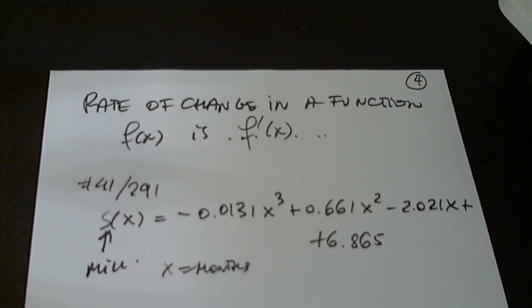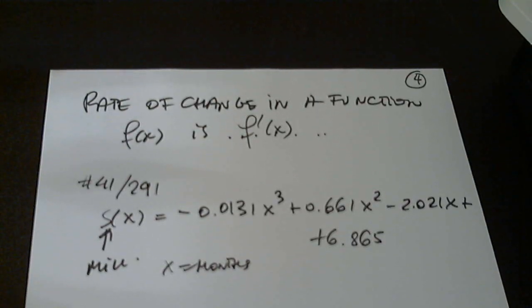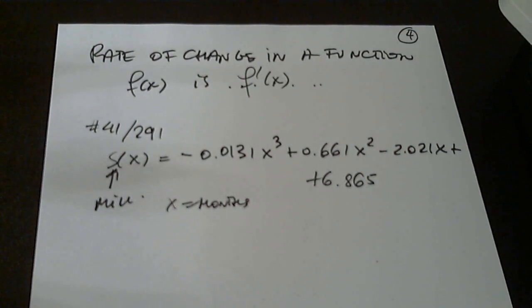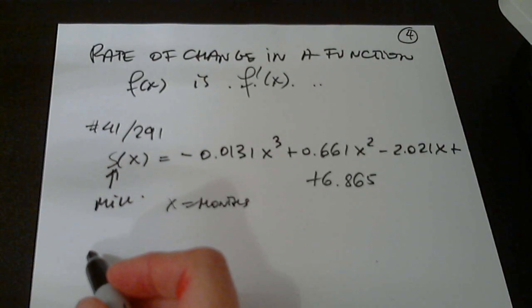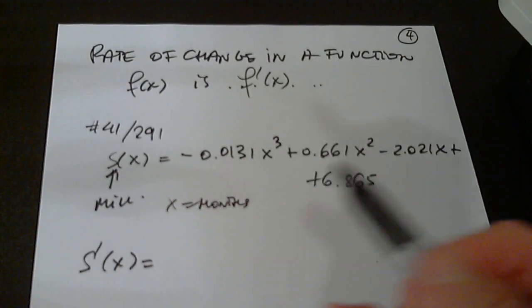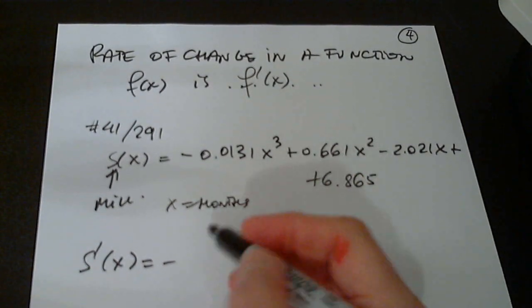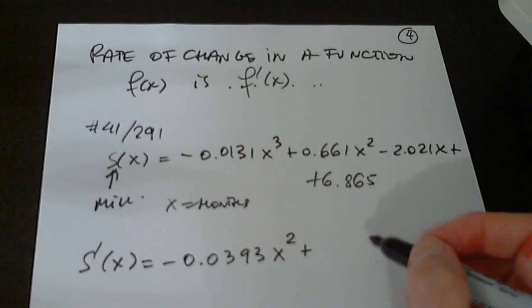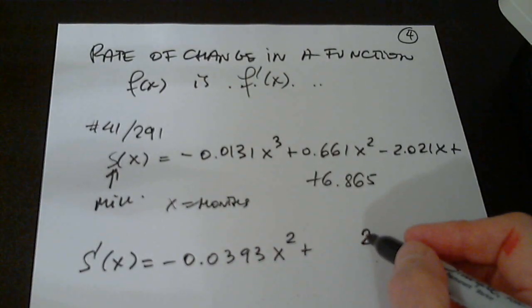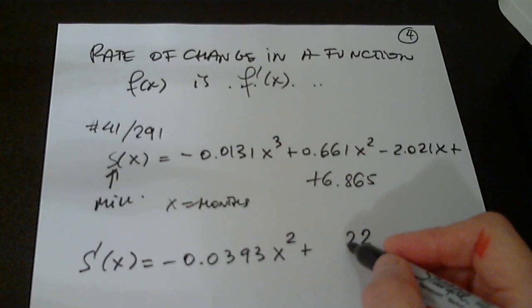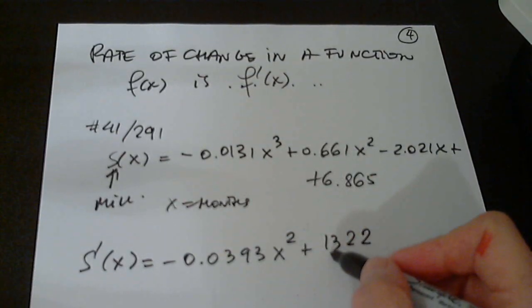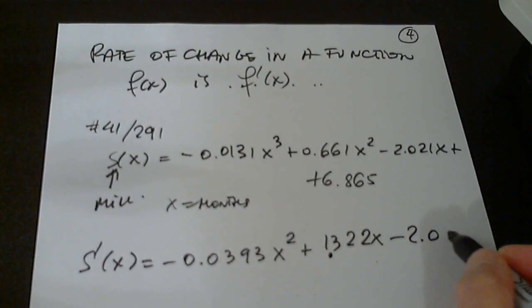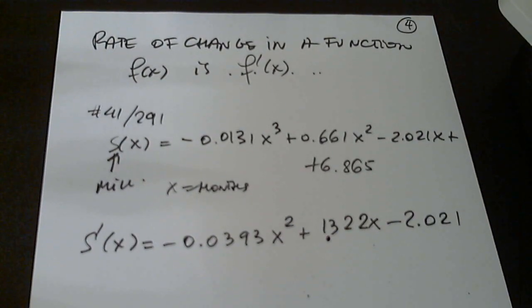Fine. So what do I have to find first? What do we need to determine first so I can get to the point of inflection? The derivative? Yes, of course, the first derivative, indeed. So this is negative 0.0393 x squared plus 1.322 x minus 2.021. Perfect. I found the first derivative.